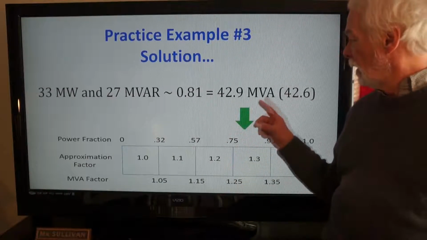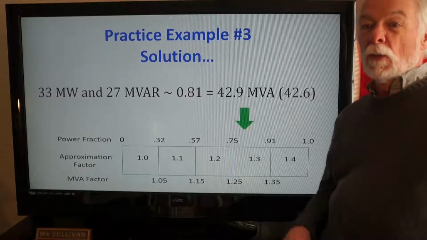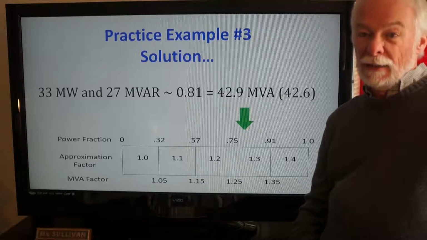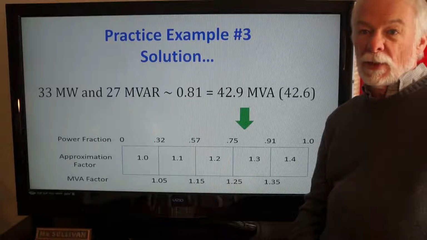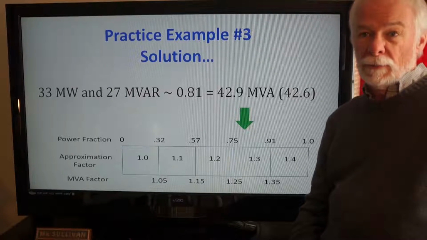And as you can see here, our calculated value using the Pythagorean theorem is 42.6, so we're actually less than 1% off. So that's a pretty decent approximation. All right, let's move on to our last example.